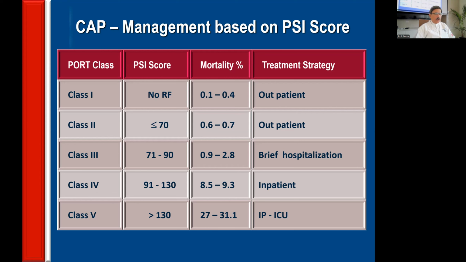And class 4, of course, you have to admit, because the mortality is around 9.3%, they have to be taken in the medical ward as inpatient. And if you have more than 130, of course, it is a serious pneumonia, and the mortality could be as high as 30%, and you have to admit the patient in the ICU. Okay.